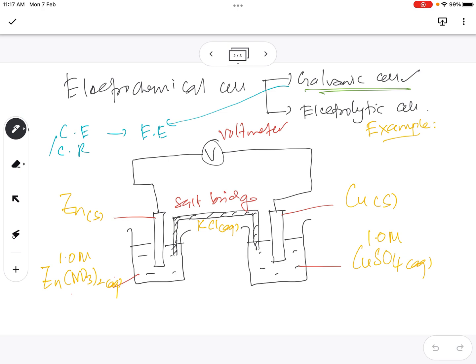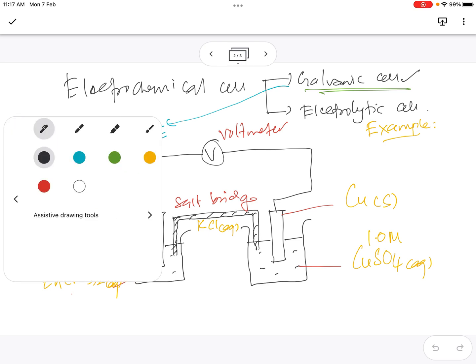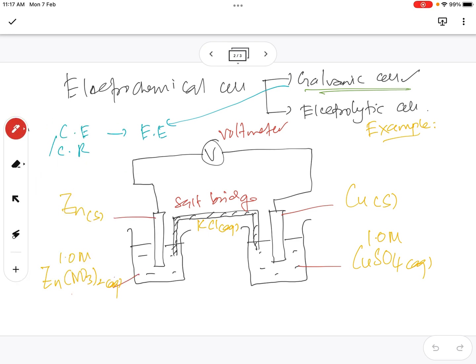Okay. In this case, I use a different color pen. Our zinc is anode. Our copper is cathode. Later we will learn under electrochemical series, or we call standard reduction potential table. Nanti kita akan tahu macam mana saya tahu zinc itu anode, copper itu cathode. Kita kena belajar table tu kemudian.